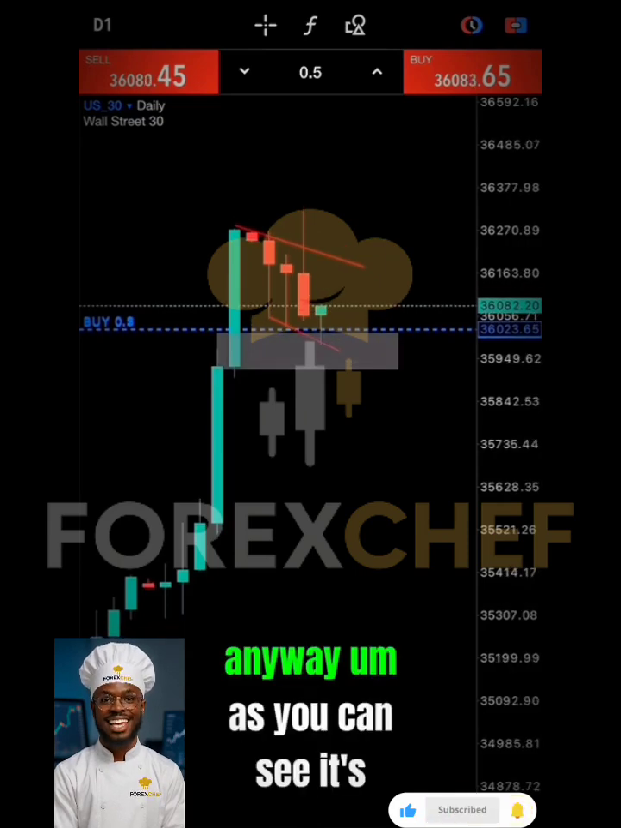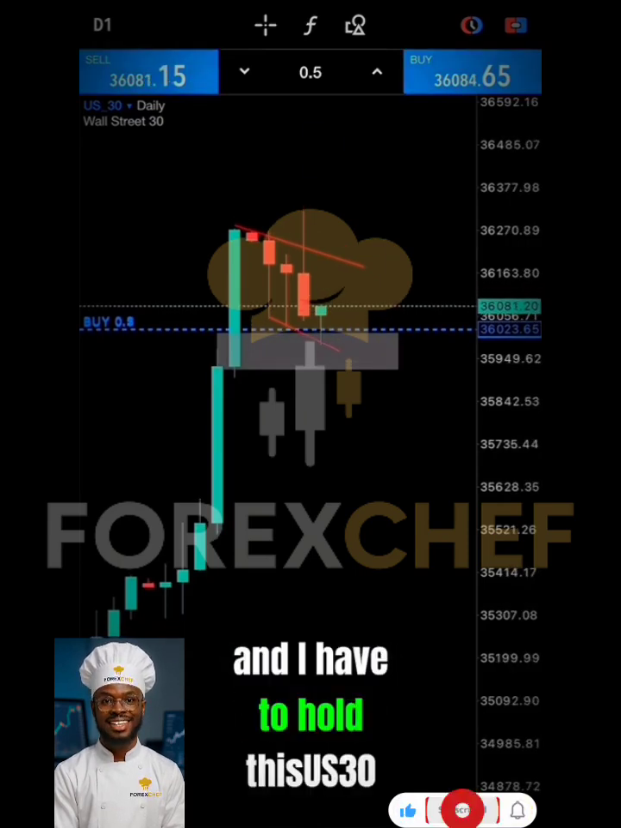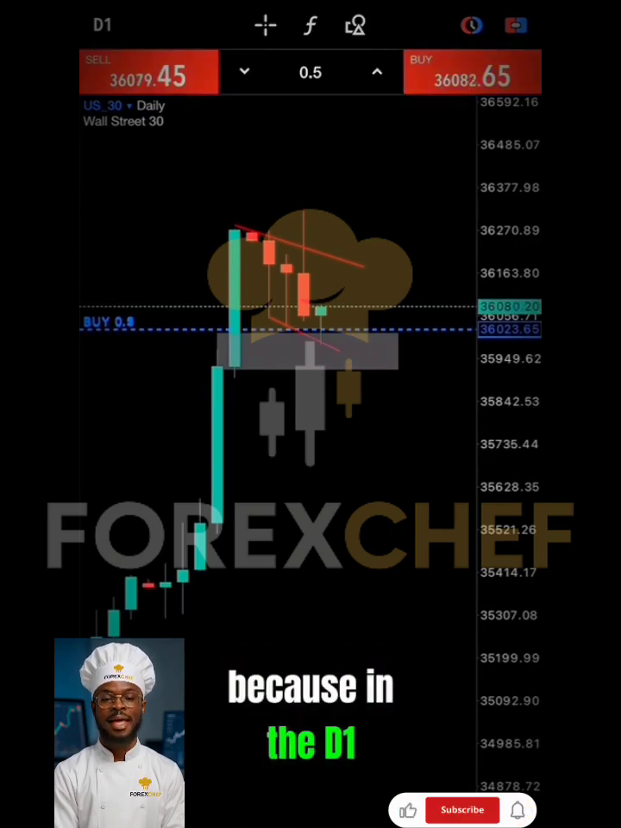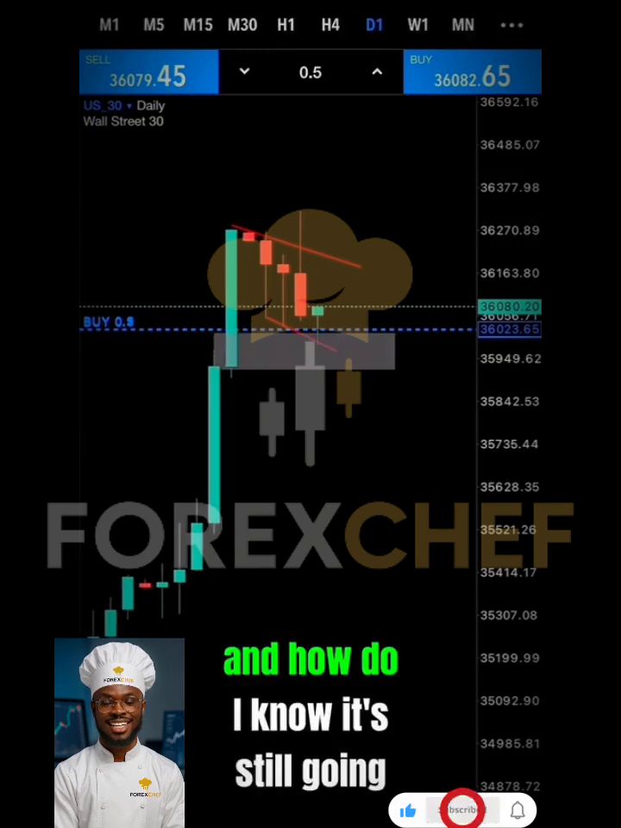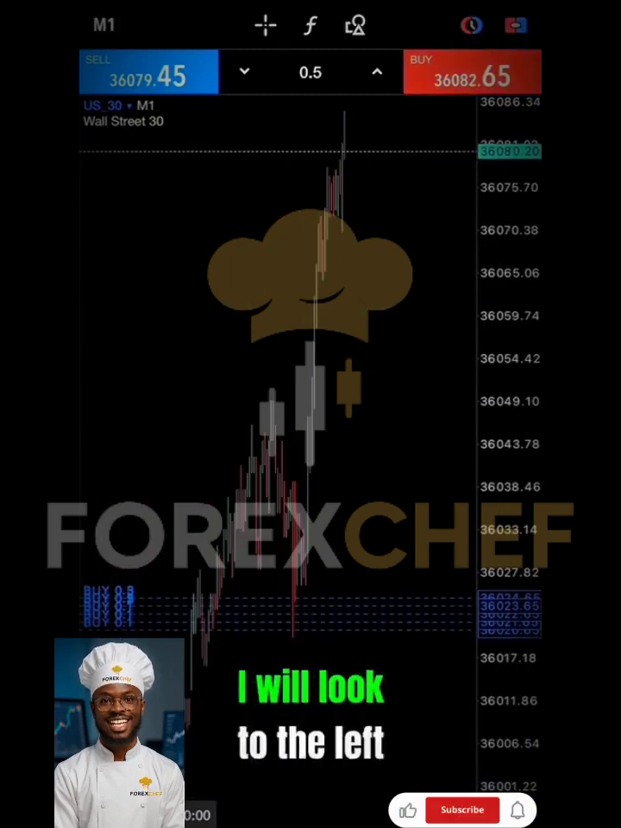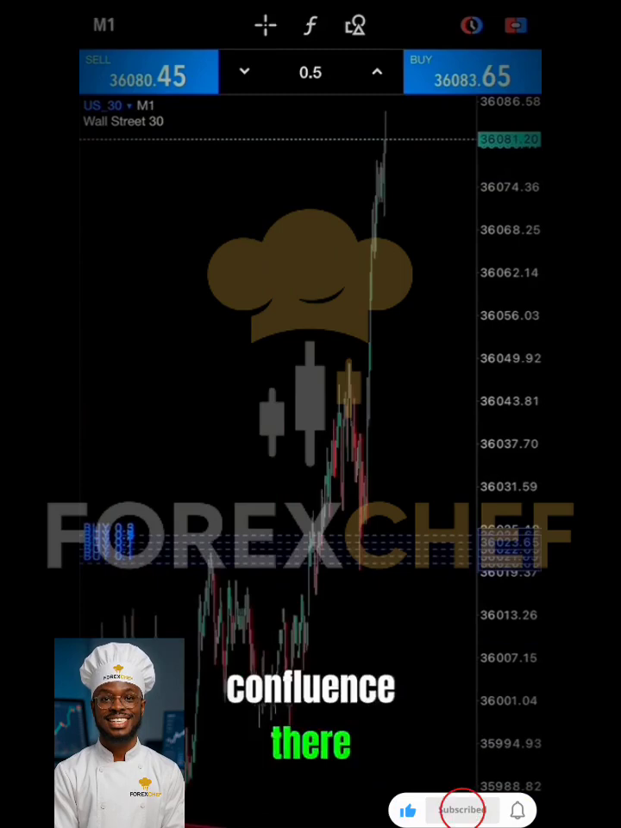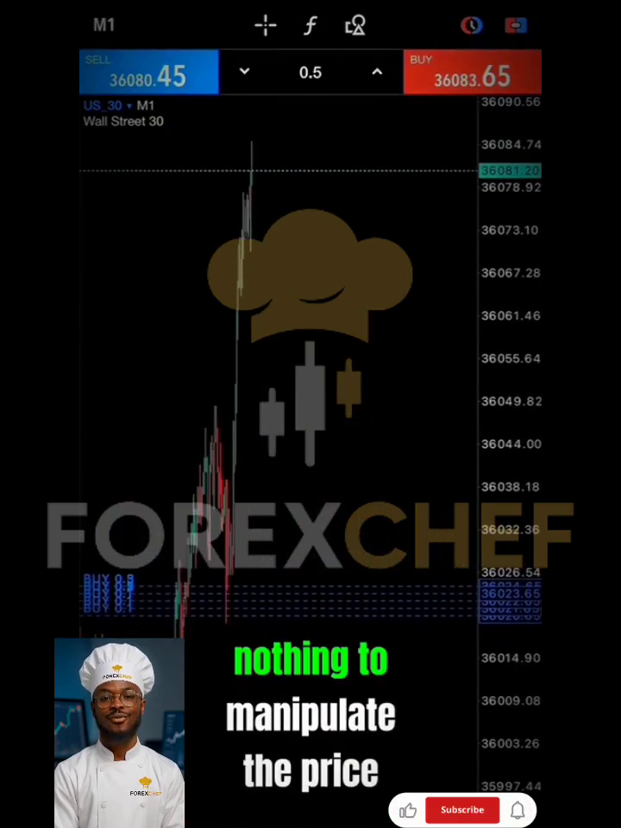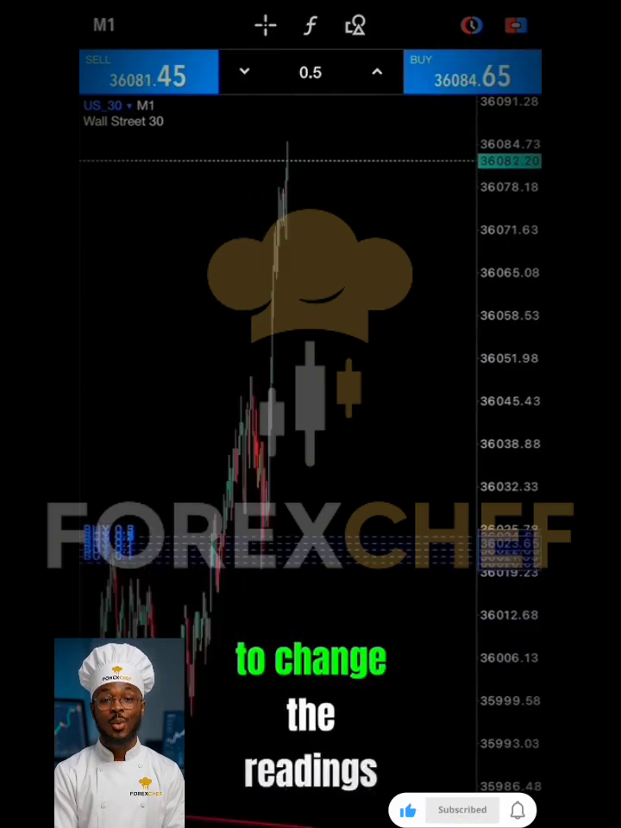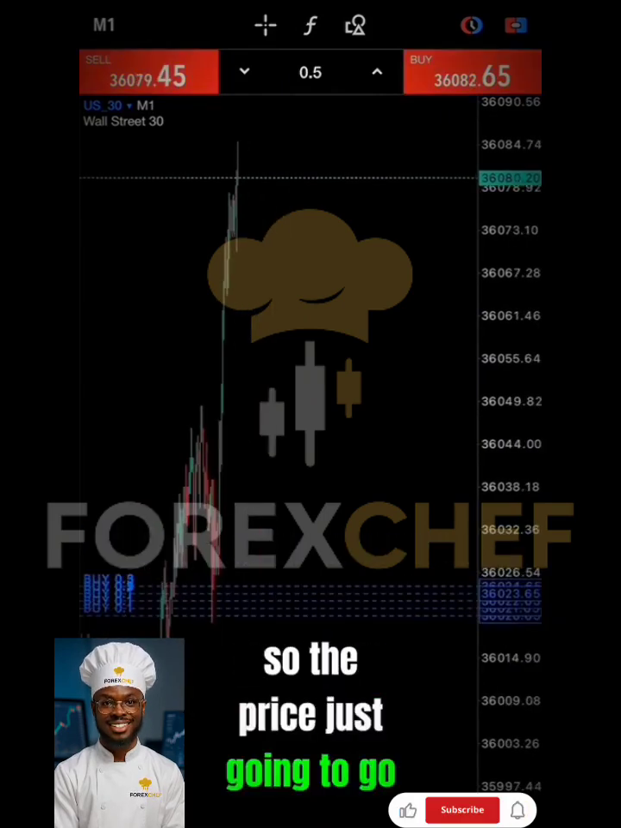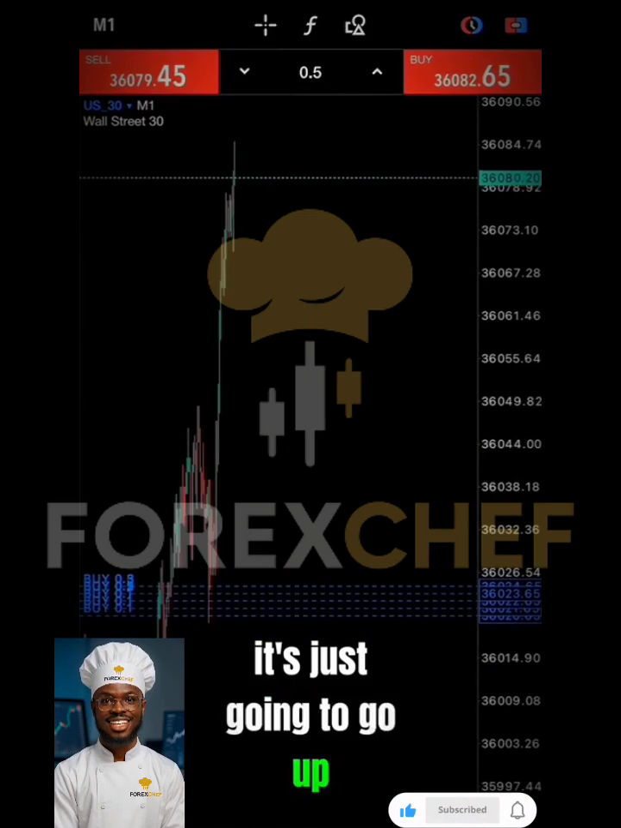Anyway, as you can see, it's still going up, and I have to hold this US30 because in the D1 it's still going up. And how do I know it's still going up? I will look to the left, and there is no area of control there. There is nothing, which means there's nothing to manipulate the price, to change the readings. So the price is just going to go up.